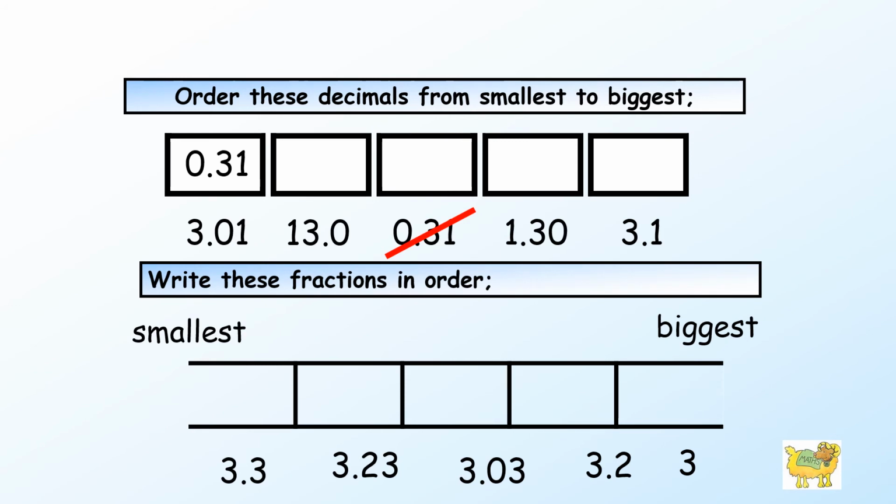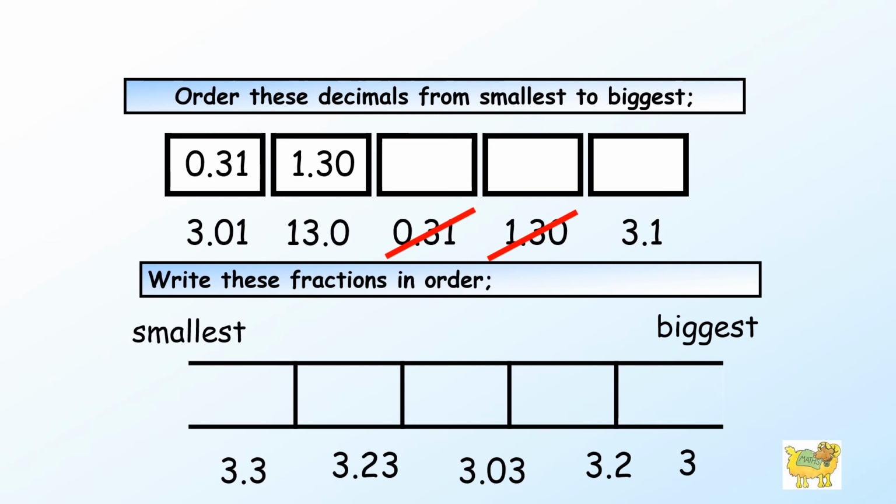Okay, the next one, which is the smallest one? Look at the whole numbers, 3, 13, 1 or 3. Yeah, I think it's 1.30. Okay, and I will cancel it. The next number, which will be the smallest from the rest, 3.01 or 13.0 or 3.1? The smallest whole number here, 3 and 3.